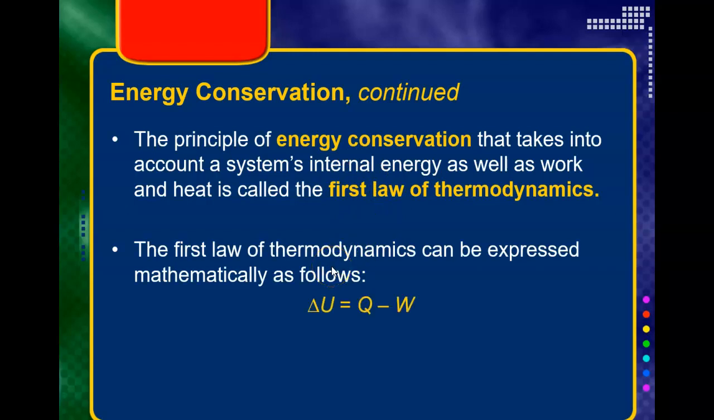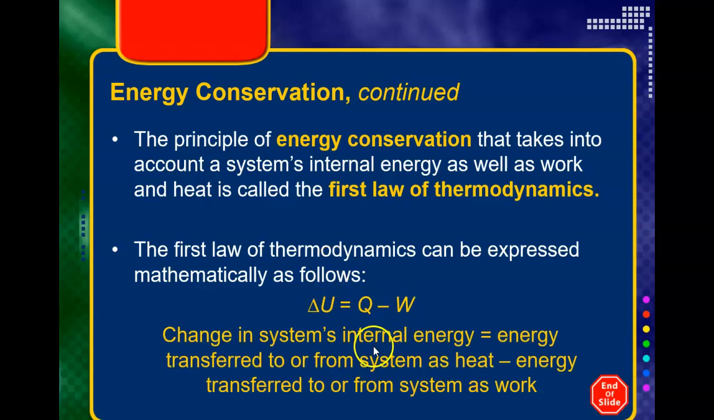And the first law of thermodynamics is this. Delta U equals Q minus W. Okay, delta U is the change of a system's internal energy, so how much energy is in the system, is equal to the energy transferred to the system as heat, which is Q, minus the energy transferred to or from a system as work, which is W. So the system's energy change is equal to the energy transferred to or from the system as heat, minus the energy transferred to or from the system as work. Because heat and work will change the energy of an object.